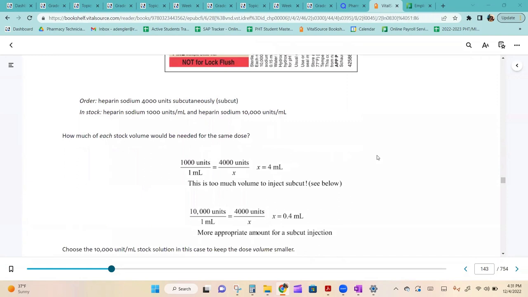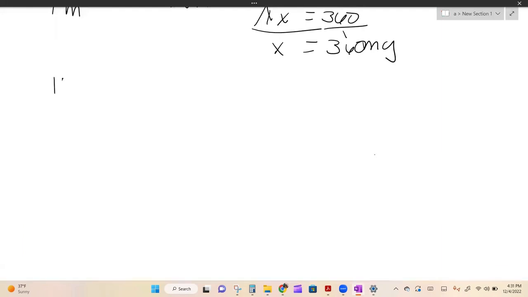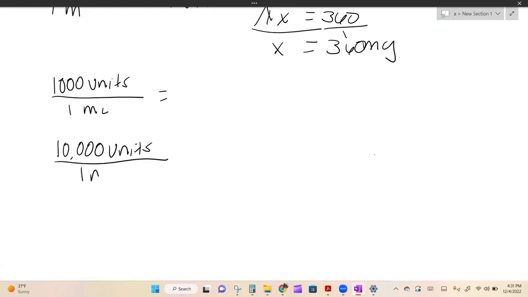Okay, so we have this order for heparin sodium, 4,000 units subcutaneously. In stock, we have heparin sodium, 1,000 units per ml and 10,000 units per ml. How many ml of each stock volume would we need for the dose? Okay, so we have 1,000 units per 1 ml on one of the labels, and the other one was 10,000 units per ml.